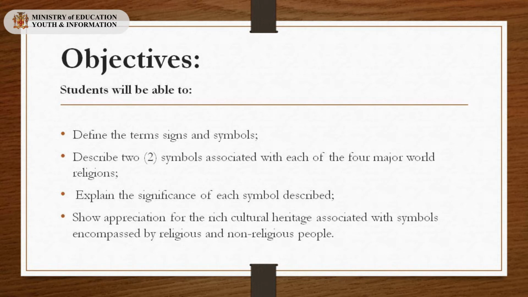The objectives are as follows. Define the term signs and symbols. Describe two symbols associated with each of the four major world religions. Explain the significance of each symbol described. Show appreciation for the rich cultural heritage associated with symbols encompassed by religious and non-religious people.